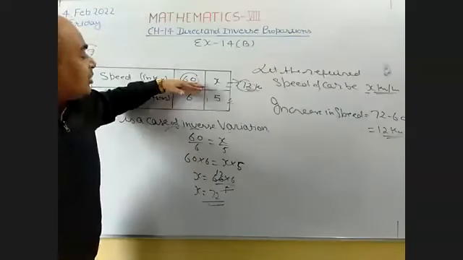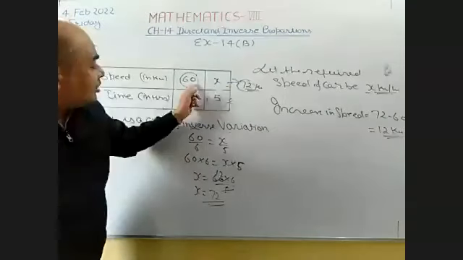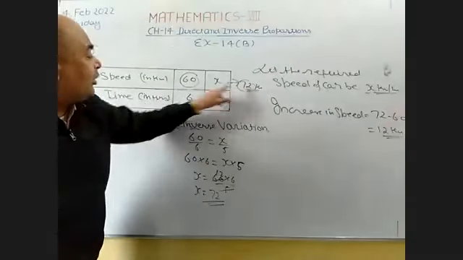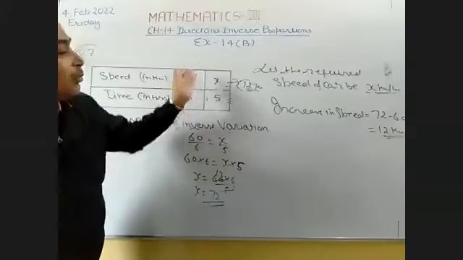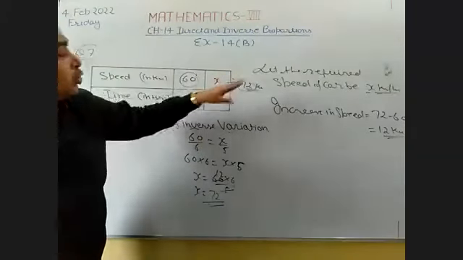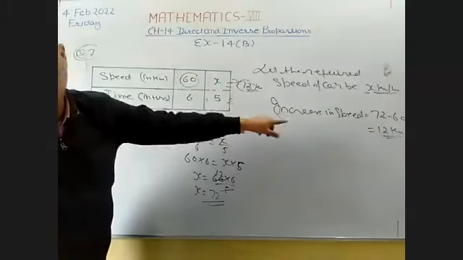Previous speed is 60 km. Now the speed of the car is 72 km. So what is the difference? The difference is 72 minus 60. So it's 12 km per hour. He is asking how much speed we require to increase so that we reach our destination in less time. So the answer is 12 km per hour.